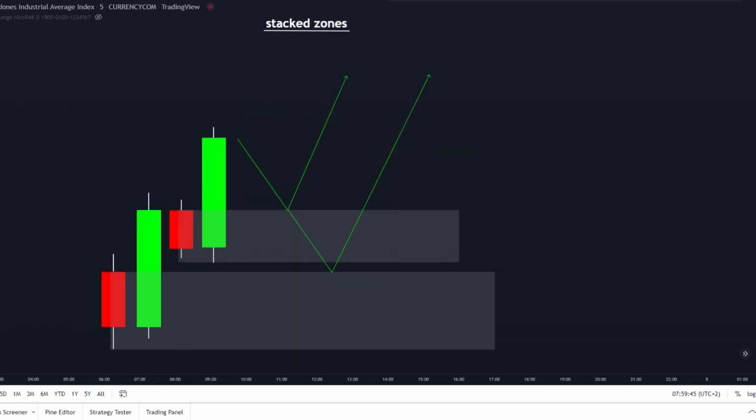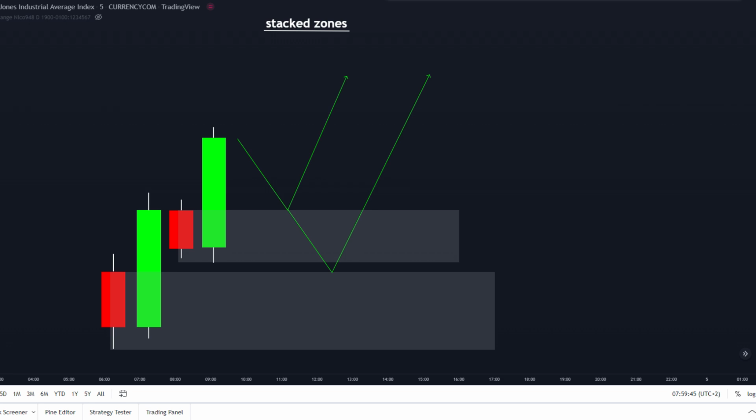You will also encounter patterns where 2 or 3 zones stack together, and in this case, if you're not like me, I will advise you to take the last zone. Don't use the first zone to enter and put your stop loss below the last zone. That will be very risky.